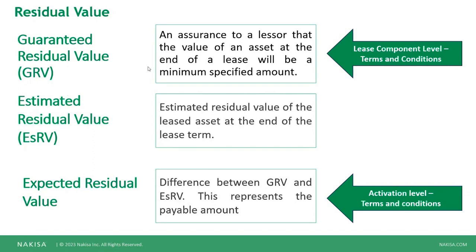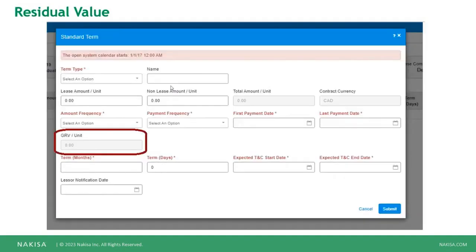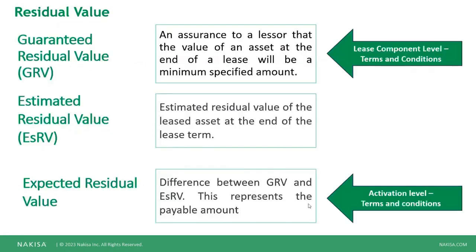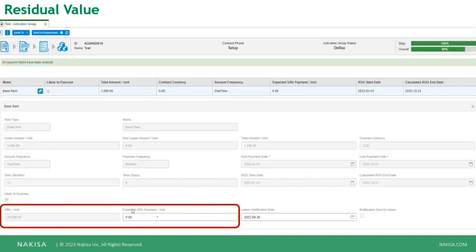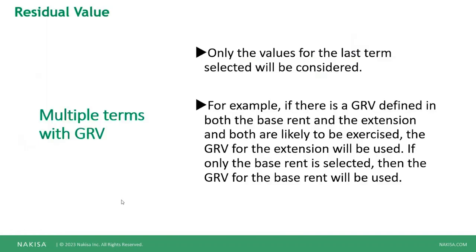And the guaranteed residual value will be set in the lease component level in terms and condition, for example, over here. And then the expected residual value will be under the activation level over here. And if we have multiple terms with a guaranteed residual value, the latest term will be considered. For example, if we have GRVs in both base rent and an extension, and if both are likely to be exercised, then the GRV for the extension will be used.